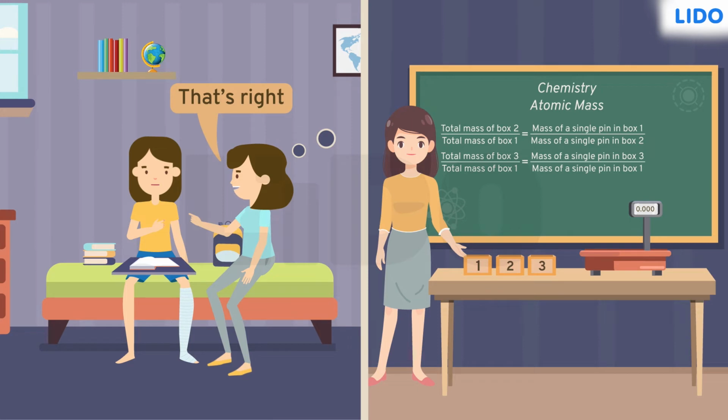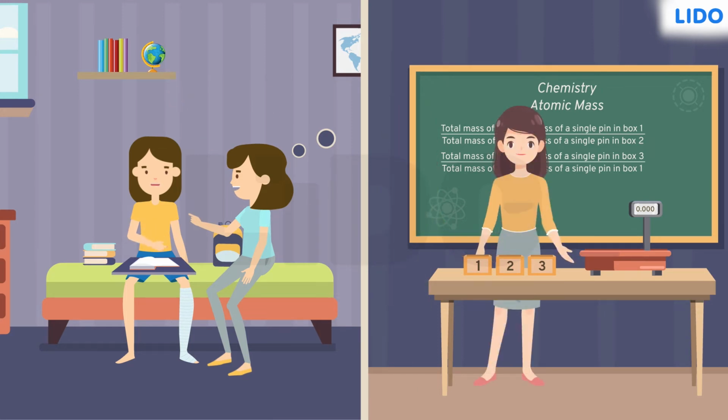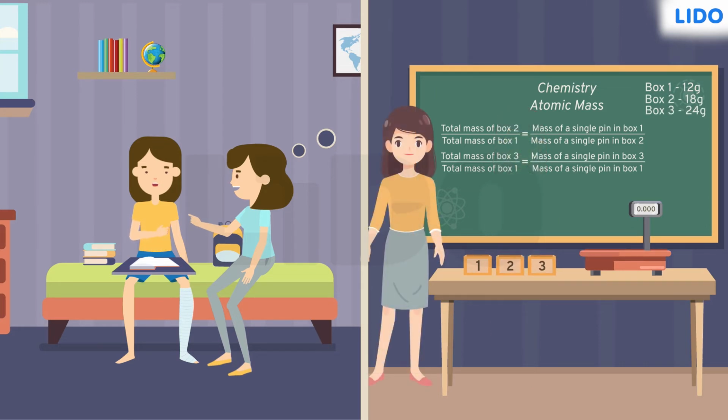"That's right," Pooja said and continued. "So, we measured the mass of all 3 boxes. Then, we considered the pins in the lightest box to be having the mass of 1 unit. The ratio of the mass of the pin in the second box to the mass of the pin in the lightest box was 1.5. Therefore, its mass was taken as 1.5 units, and the ratio of the mass of the third pin to the mass of the lightest pin was 2. Therefore, its mass was taken as 2 units."